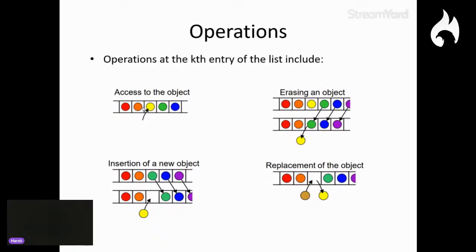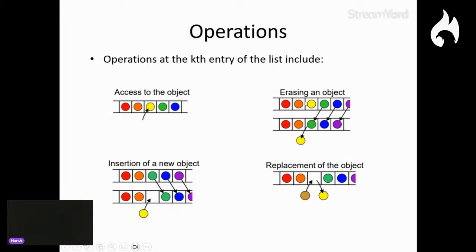We know where the kth element lies in memory. If we know the first element of the array is at memory 200, then the kth element is at 200 plus k. So accessing an object in an array is O(1) time. Again, erasing an object is a typical task in an array.